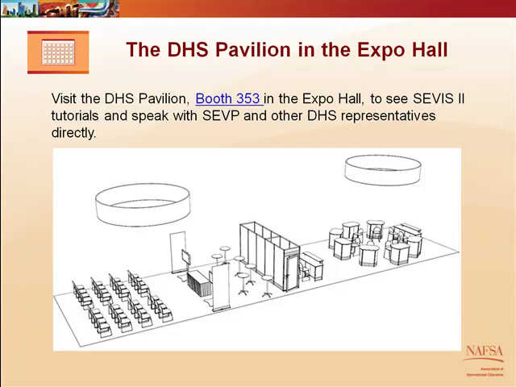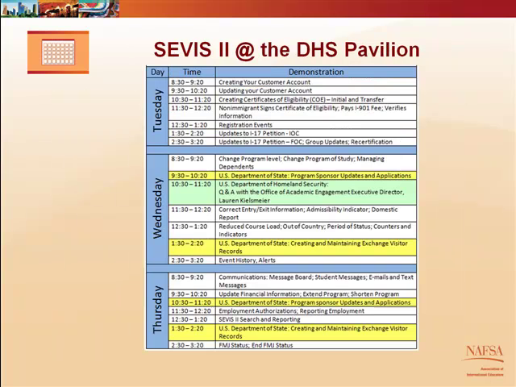Also make sure to visit the Department of Homeland Security's One DHS Pavilion in the Expo Hall. That's booth 353 in the Expo Hall. There you can see SEVIS 2 tutorials and speak with SEVP and other DHS representatives directly. One side of the DHS Pavilion will have a classroom set up and be devoted entirely to presenting SEVIS 2 tutorials throughout the conference. The classroom will feature 6 stations where stakeholders can participate in a hands-on SEVIS 2 experience. Take a look at the topics that SEVP plans to cover regarding SEVIS 2.